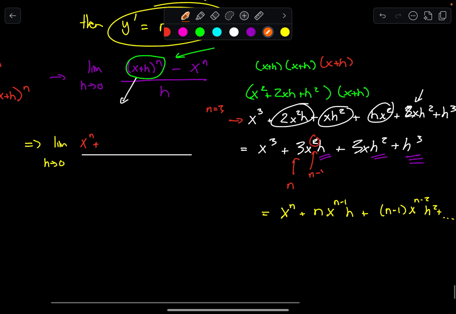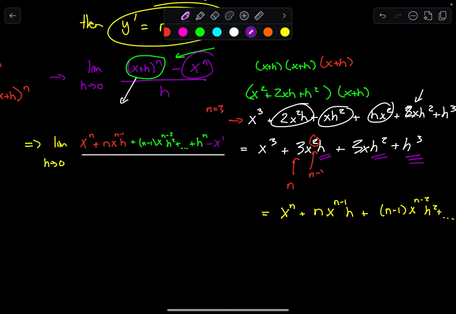And so I'm just going to write that down. I claim that I get n times x to the n minus 1 h, plus n minus 1 x to the n minus 2 h squared, plus dot dot dot, plus h to the n, and then I have minus x to the n, and then all over h again.